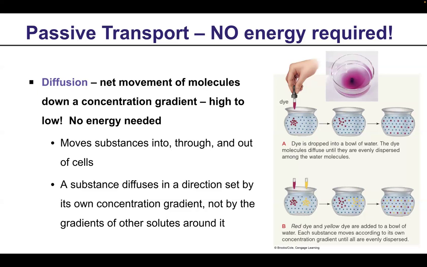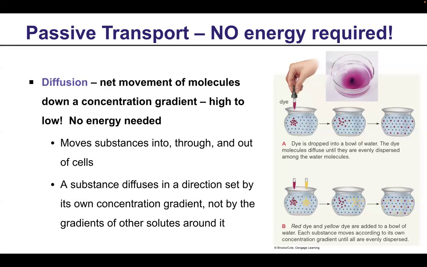Similar to water moving towards salt, all these dye molecules are spreading themselves out to go with their concentration gradient. No energy is needed because molecules want to move from higher to lower concentration. So they're just moving across. This is an example of diffusion because it's set by the substance's own concentration gradient, moving from a higher to a lower position, right?